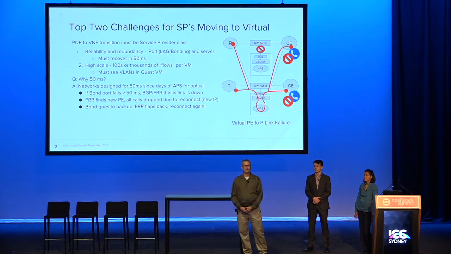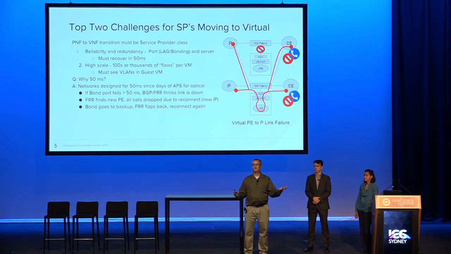And sometimes people question 50 milliseconds. That's really, really fast. Why is that necessary? And the short answer is that networks were designed that way. It goes back to the days of optical failover, some optical technology called APS that could fail from one optical link to another in 50 milliseconds.